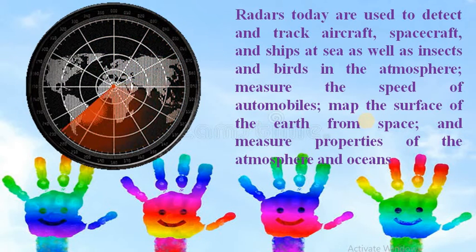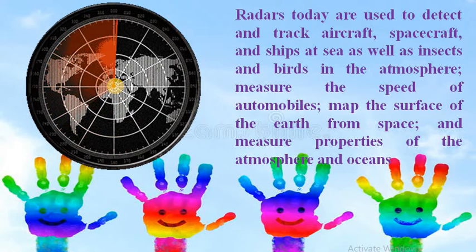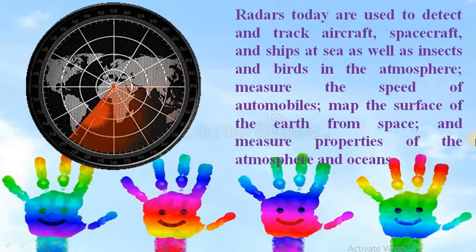See, this is radar. Radars today are used to detect and track aircraft, spacecraft and ships at sea as well as insects and birds in the atmosphere, measure the speed of automobiles, map the surface of the earth from space and measure properties of the atmosphere and oceans. A radar is used to find the position of planes and ships when they cannot be seen.